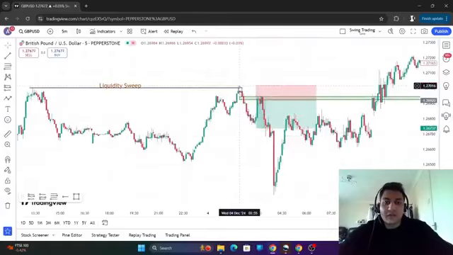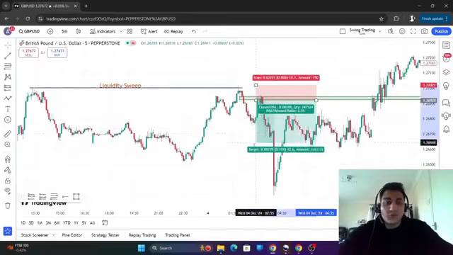So what you're going to do is put your stop loss at this high, a nice safe stop loss, and then you're going to target a 2-3 risk to reward ratio.